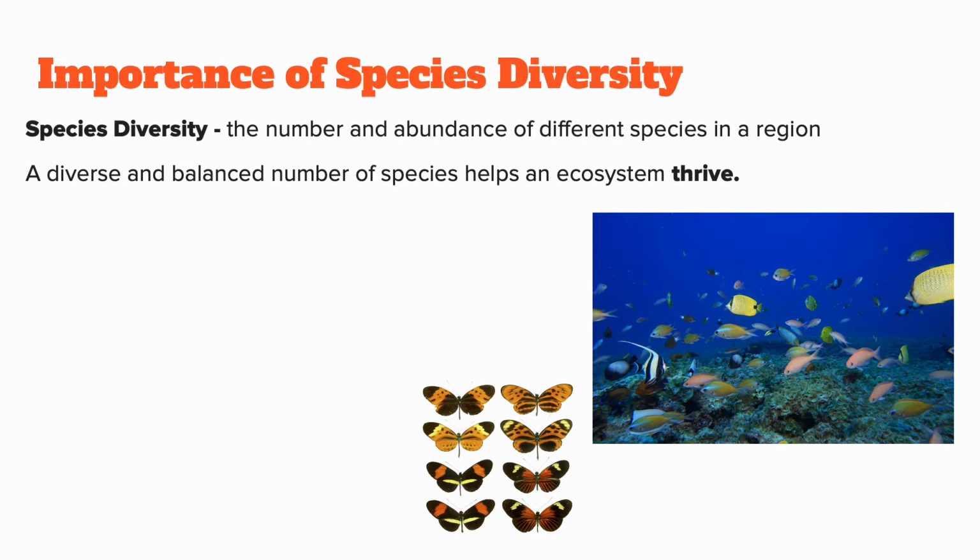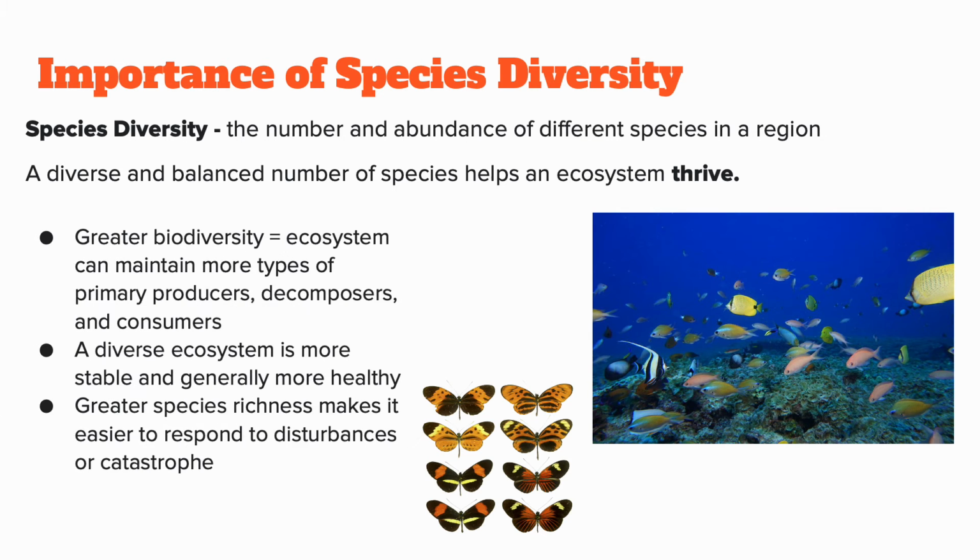Species diversity is defined by the number and abundance of different species in a region. A diverse and balanced number of species helps an ecosystem thrive. Greater biodiversity means that an ecosystem can maintain more types of primary producers, decomposers, and consumers. More diverse ecosystems tend to be more productive.